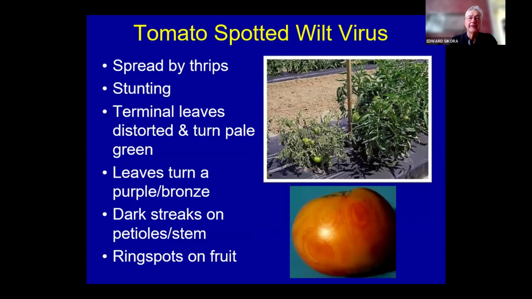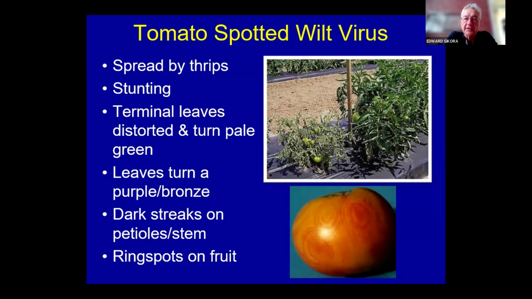So next one I want to talk about is tomato spotted wilt virus. I love talking about viruses. I probably spent most of my career chasing them across the state. Spotted wilt is spread by thrips, an insect.